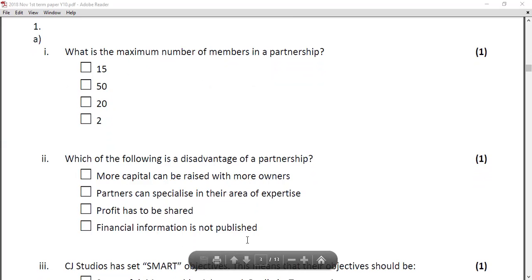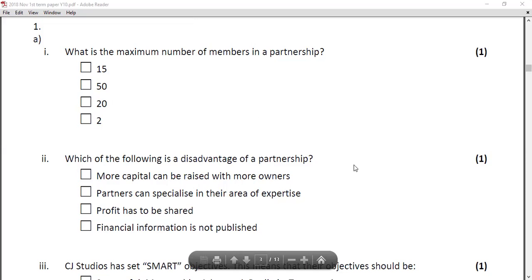Maximum is 20. Minimum is 2. Well done. Great job. So 20 is the maximum, right? 2 to 20 is always the number of members in a partnership. Maximum 20. Okay. Let's go to the second question.